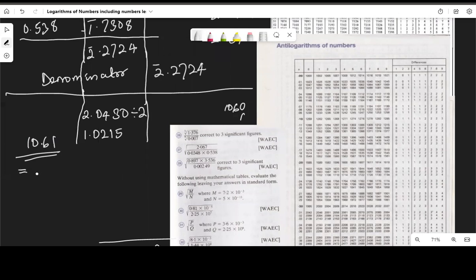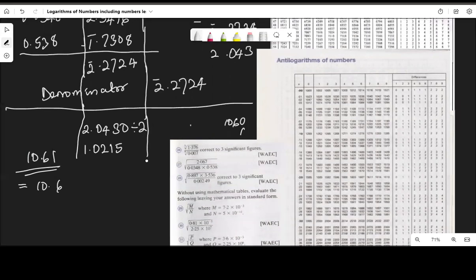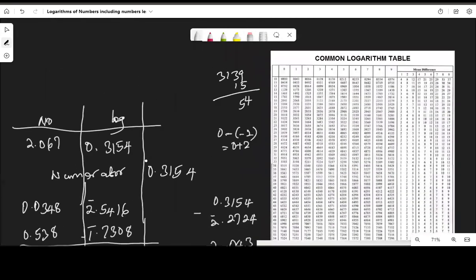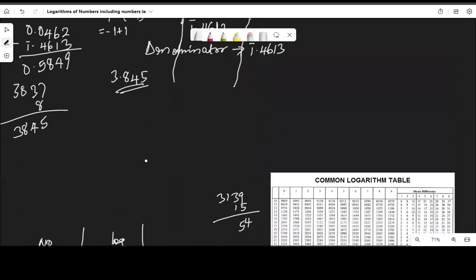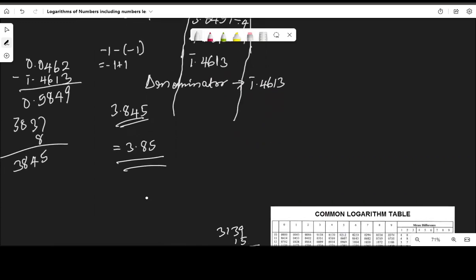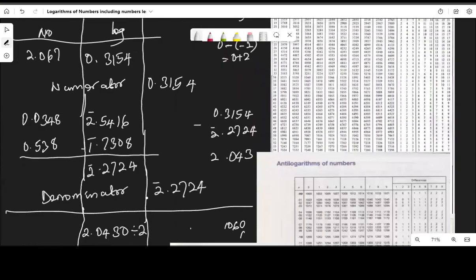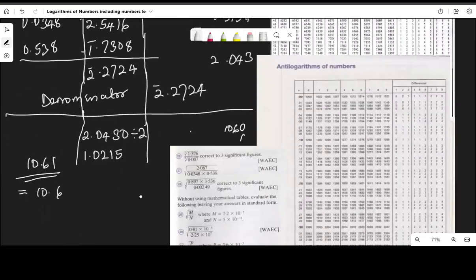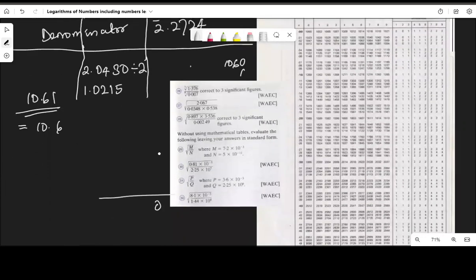You now look at that instruction. So this is 10.6. The first one, the one we did earlier, let's go back there and adjust it to 3 significant figures. Where is the final answer? I think this is it. So this one to 3 significant figures will be 3.85. This 5 rounds up the 4 to 5. So that is the 3 significant figures. So very important we pay attention to the instruction. The last, maybe the next question, not the last one here.